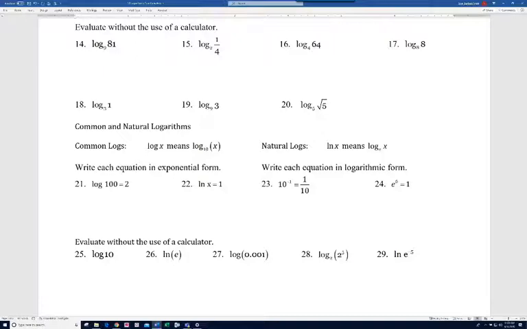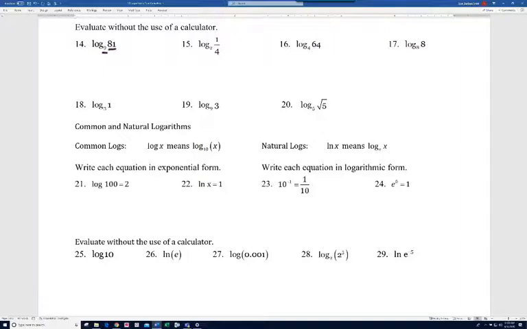So on 14 here, it says evaluate without the use of a calculator. Well, the thing about a logarithm is it represents an exponent. And it gives you all the information that you need to know to evaluate the exponent. So basically, this logarithm is the exponent you put on a base of 9 to get 81.